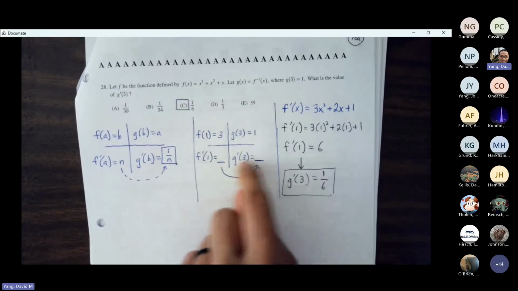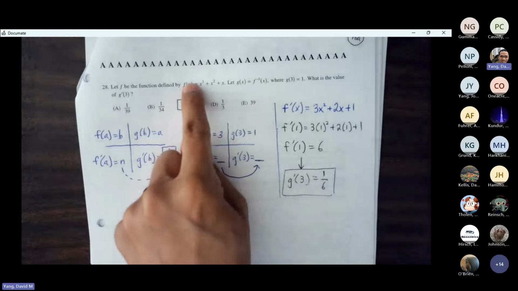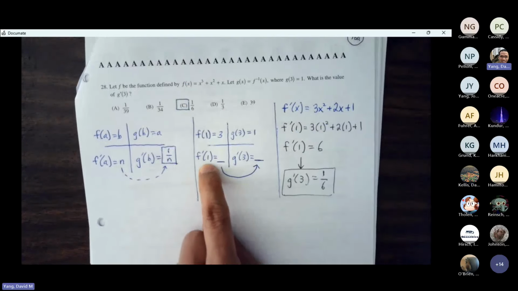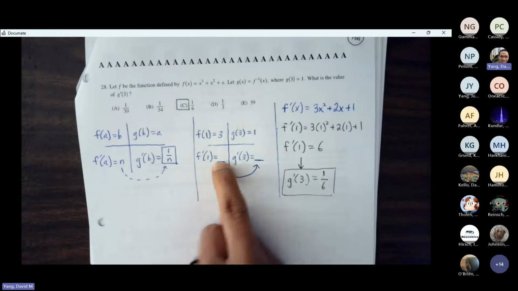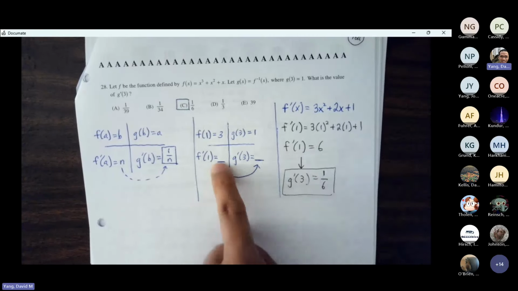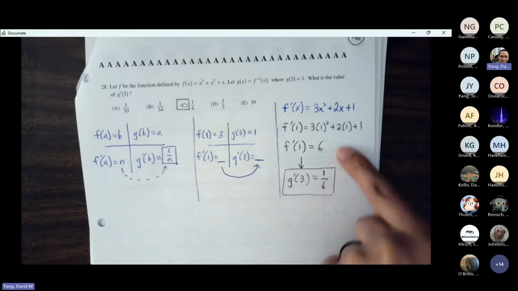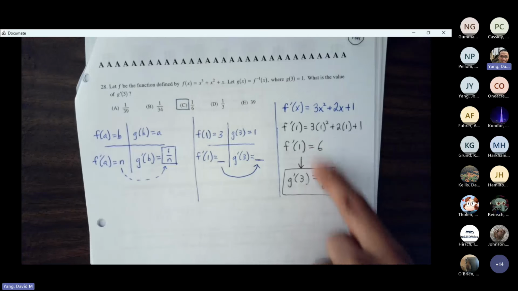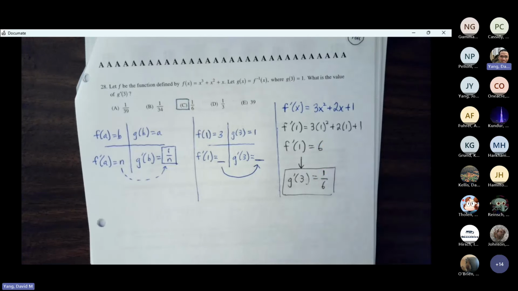We don't have the g data, but we do have the f function to work with. So if I can find f prime of x, find f prime of 1, then whatever the slope is, that slope is going to lead me to the slope that I'm looking for. If I get a slope of 5, I get 1/5. If I get a slope of 7, I get 1/7. If I get a slope of 6, that's going to lead me to 1/6. It's always the reciprocal. Don't change the signs, just change the order of the numerator and denominator.